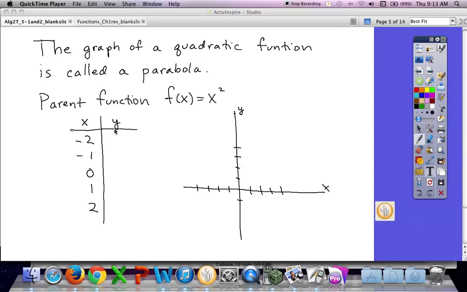it looks like. Right? I've already chosen the x values: -2, -1, 0, 1, and 2. Remember, we always get to choose our x values. Right? We'll plug them in and see what the y values are.